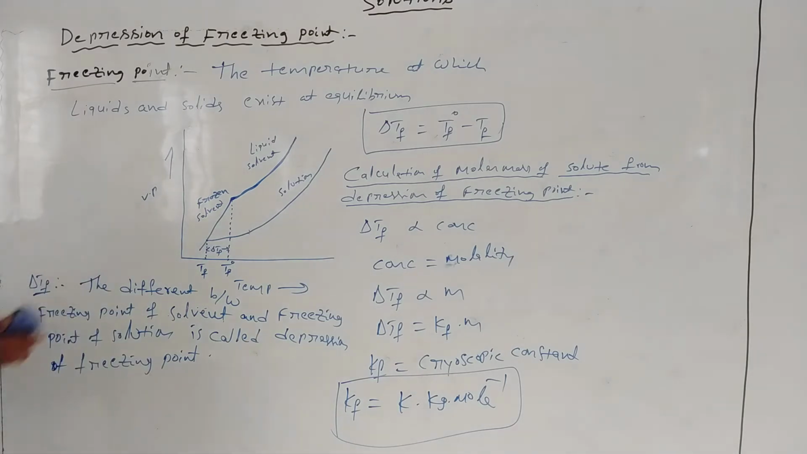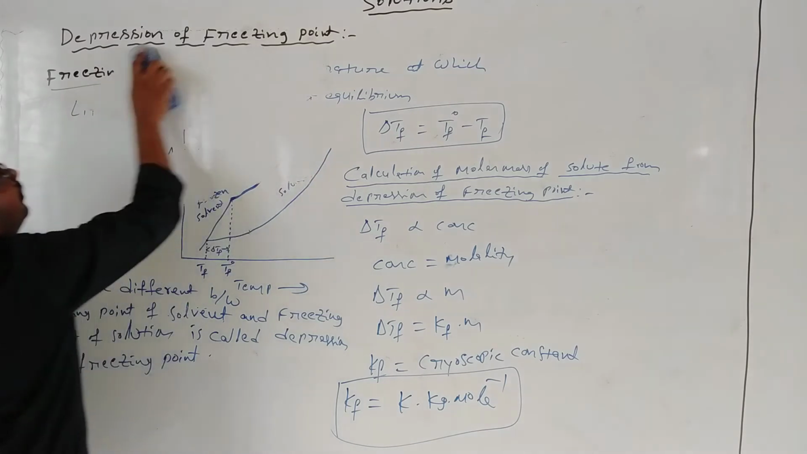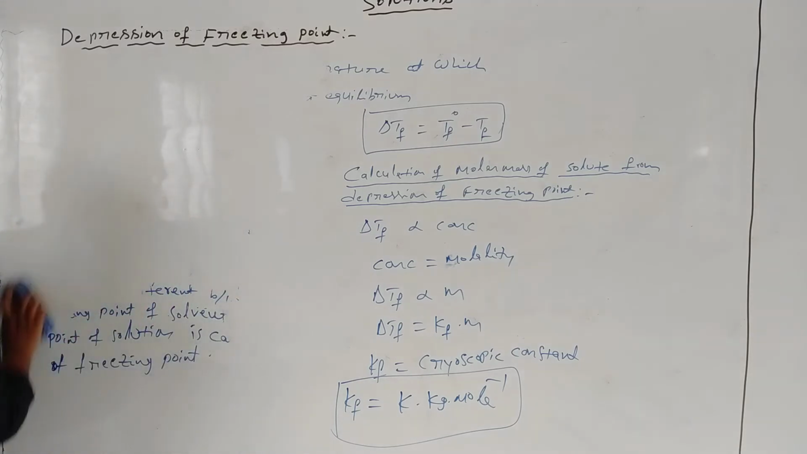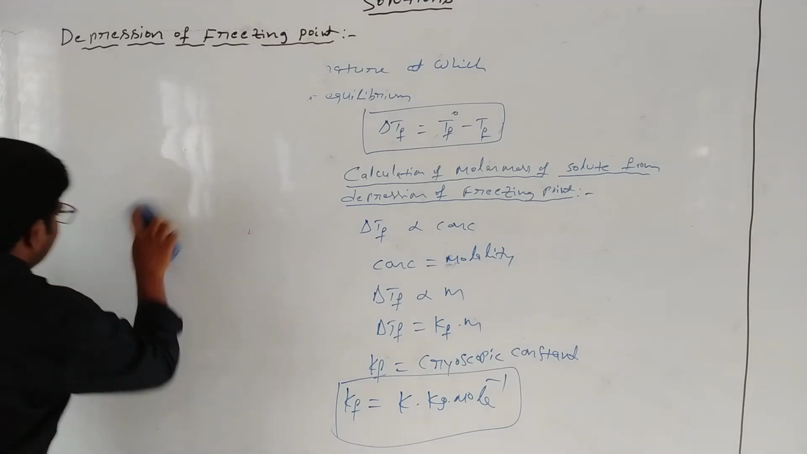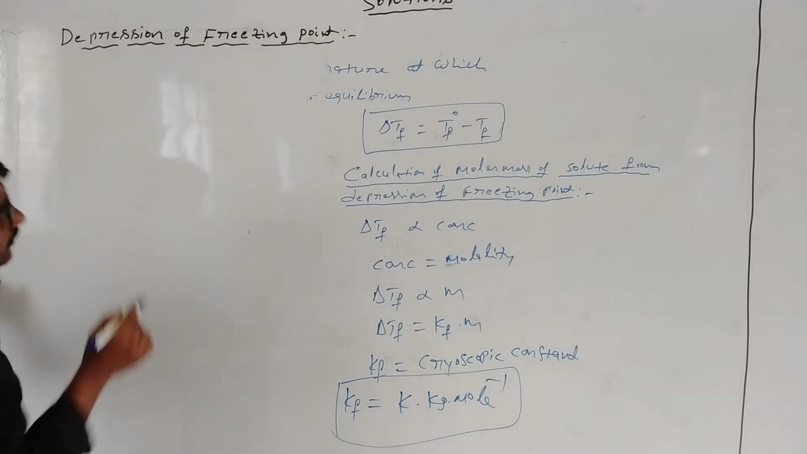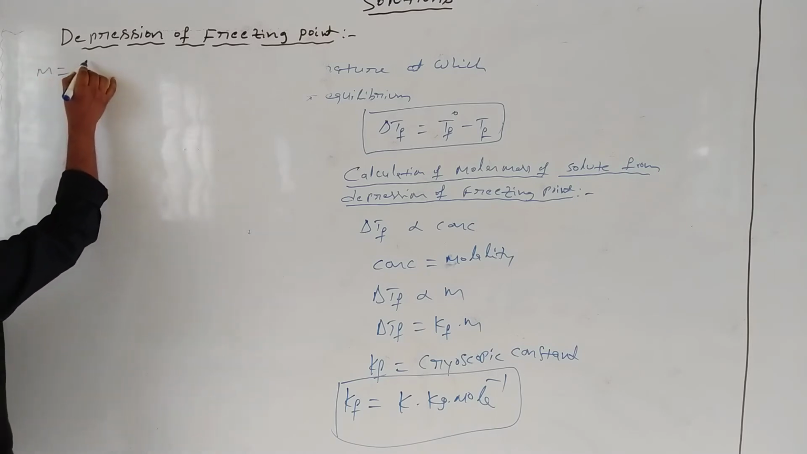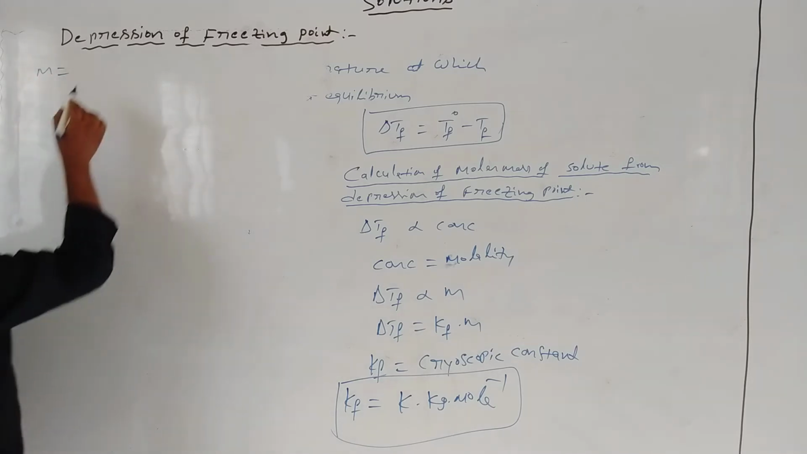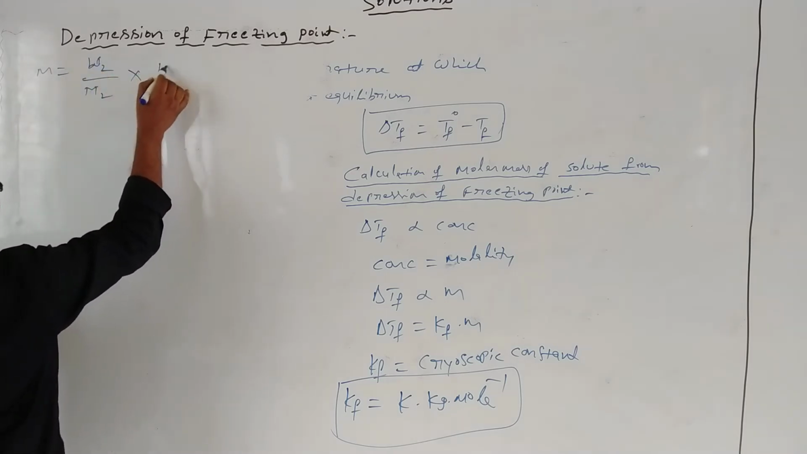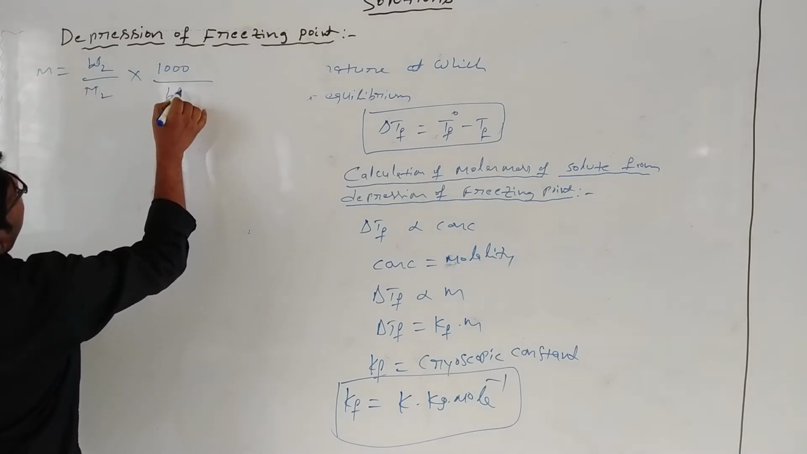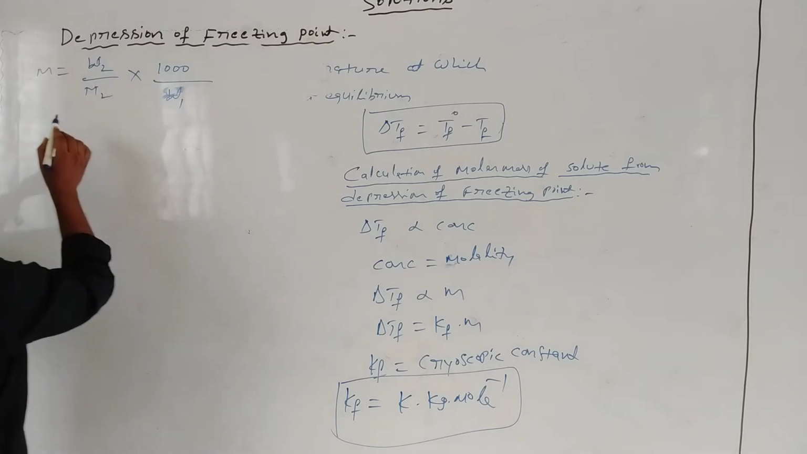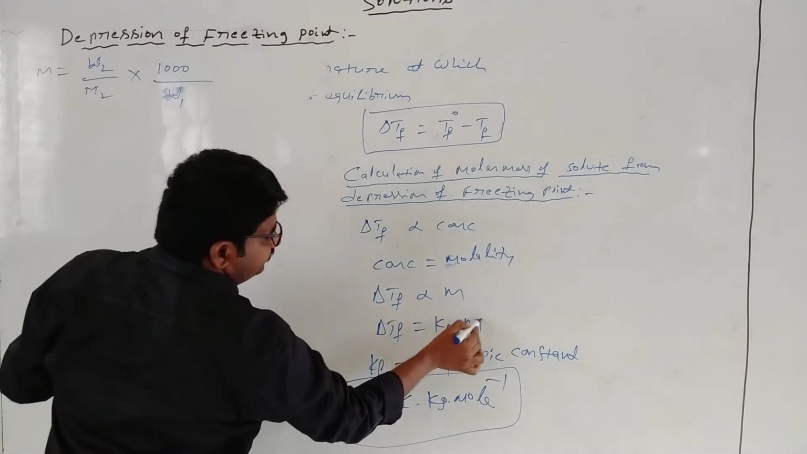So from this, how to calculate the molar mass? Already you know the formula for molarity. What is molarity? The number of moles of solute present in 1 kg or 1000 grams of solvent. So m is equal to W2, weight of solute, over M2, molecular weight of solute, into 1000 over W1, weight of solvent.